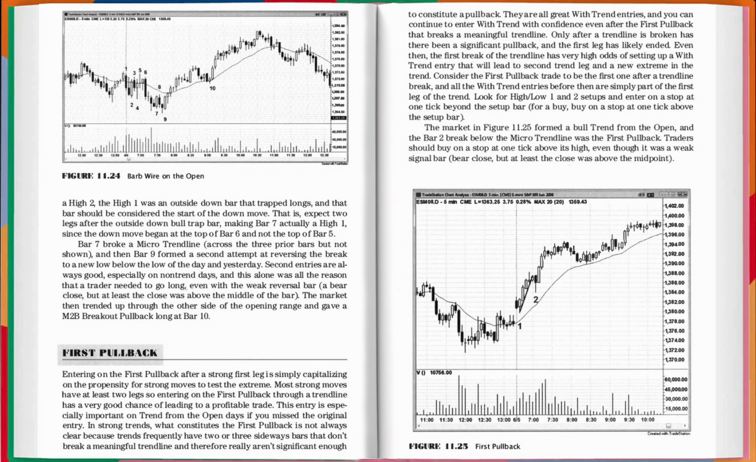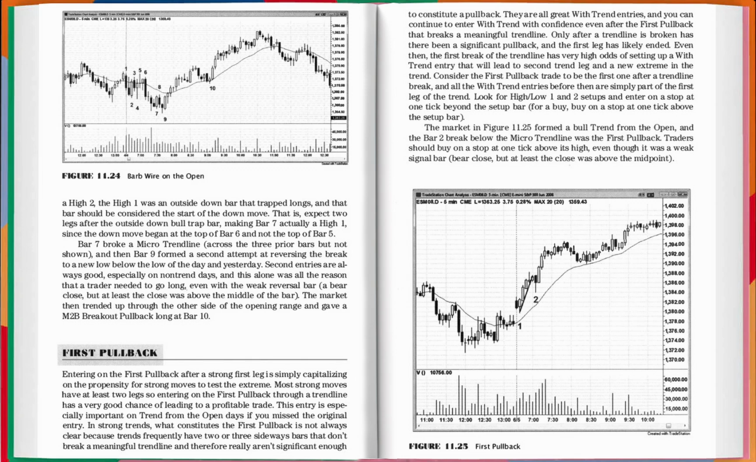Only after a trend line is broken has there been a significant pullback, and the first leg has likely ended. Even then, the first break of the trend line has very high odds of setting up a with-trend entry that will lead to a second trend leg and a new extreme in the trend.